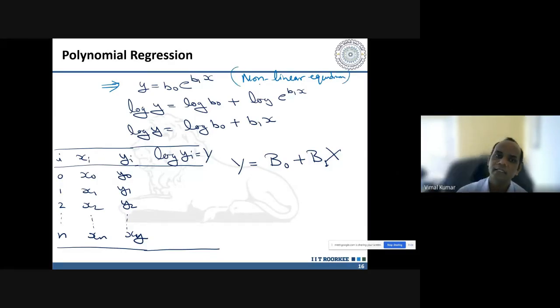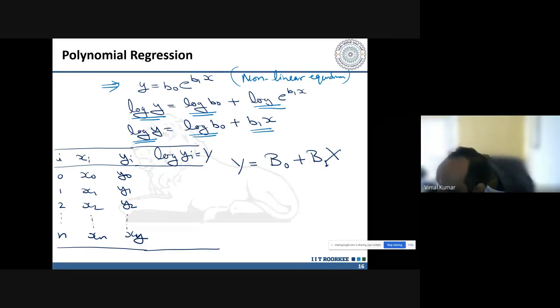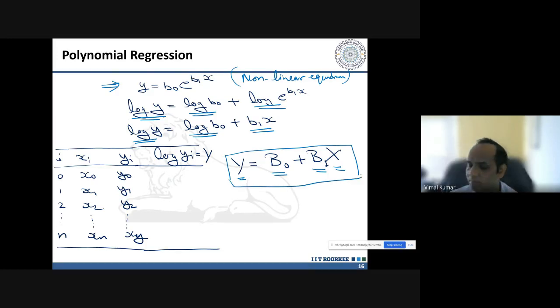I simply linearize this equation by taking log of both sides. So log y equals log b0 plus b1x into log e. So b1x will come here, and log e we know is 1. So this reduces to the form log y equals log b0 plus b1x, simply. Now let's say I just put Y for log y, log b0 is some B0, b1 is as it is, and x is also as it is. Just to make the similarity, I put all capitals.